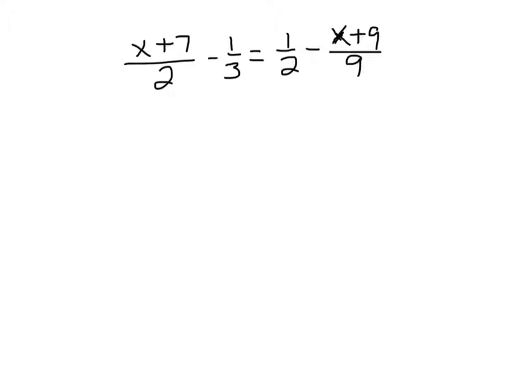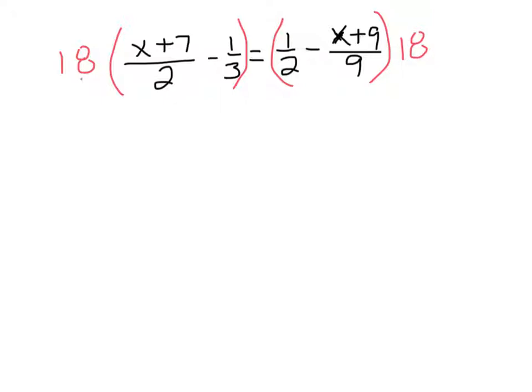Okay, once again, hopefully you've had a chance to go through and do this. If I were going to do this, I'm going to multiply both sides by 18, which is my least common multiple of my denominators. So I'm going to put an 18 on the outside of both of these, and then go through and use the distributive property.